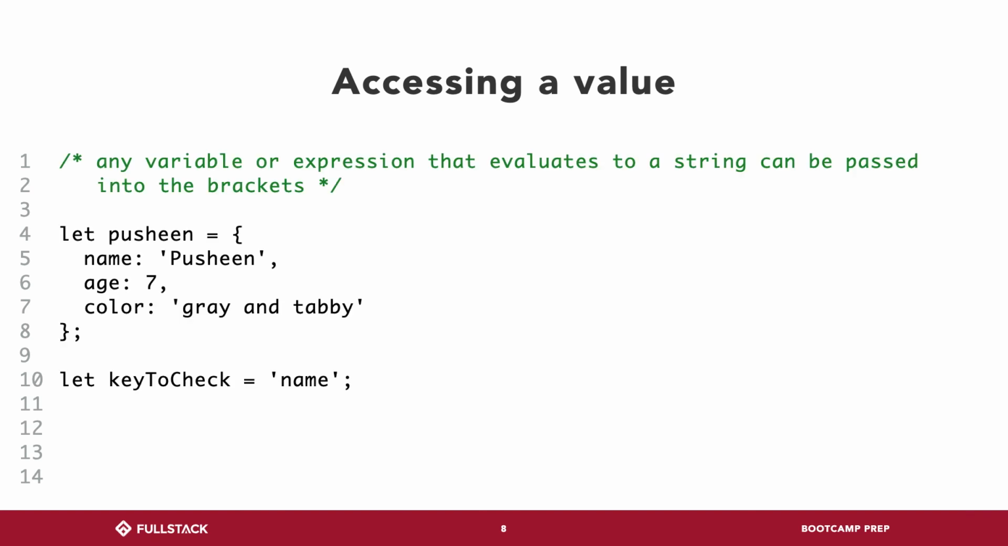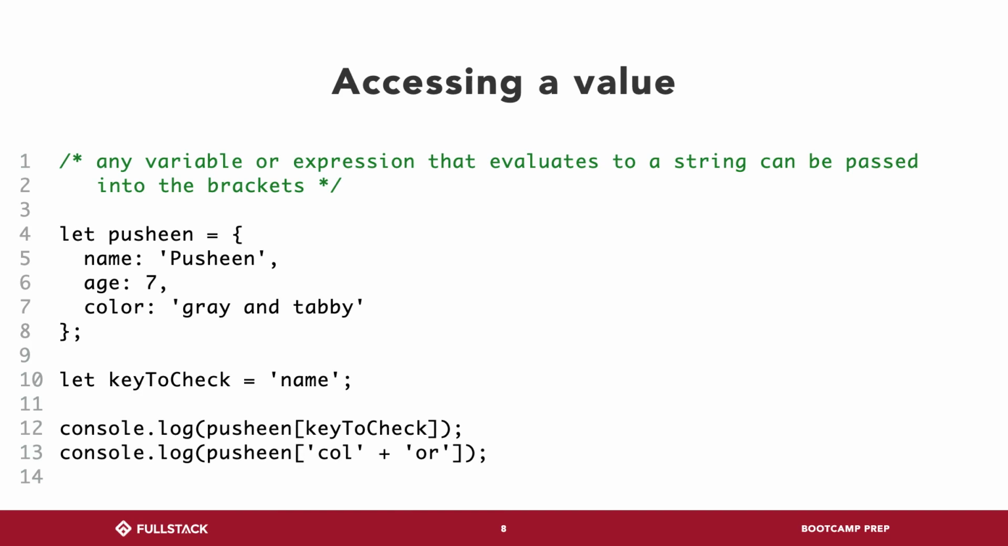Any variable or expression that evaluates to a string can be passed into the brackets. Right, so this is the same. And you saw this with arrays as well, right? Array at i, and i changes every time, so the index changes every time. It evaluates what that variable is. So if I say key to check is equal to the string name, and I pass machine at key to check, and then machine at string col plus string or, it's actually looking for name and color. Any questions?